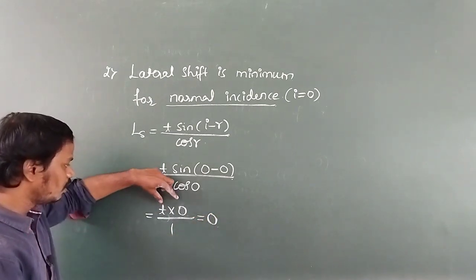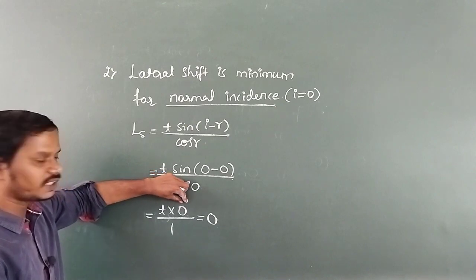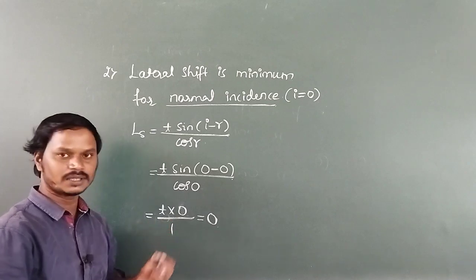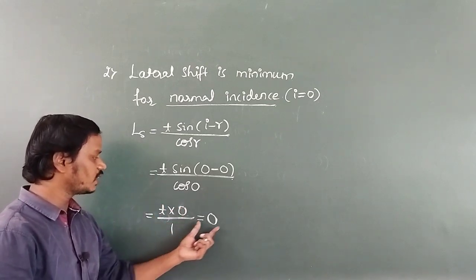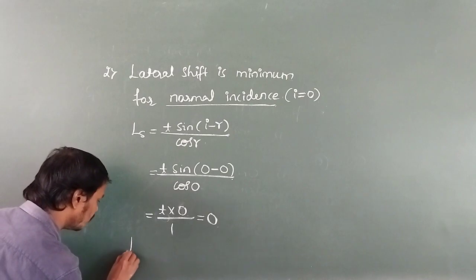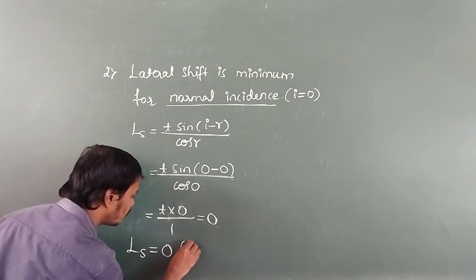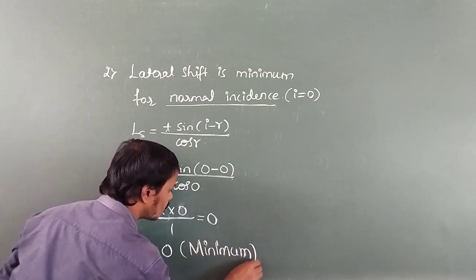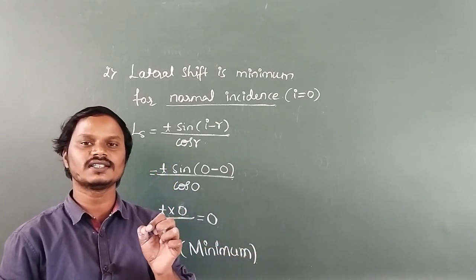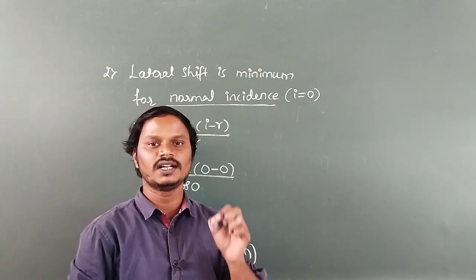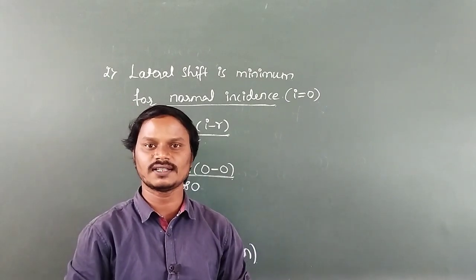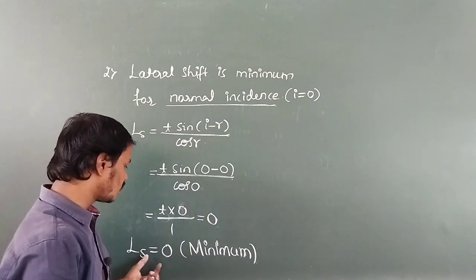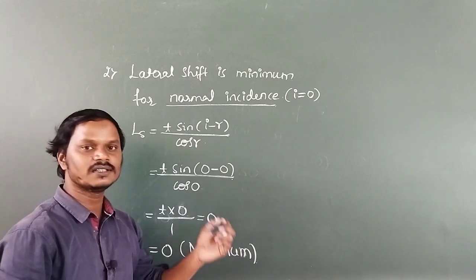Because see here, in the numerator 0 is there. T into 0 gives 0. Then divided by non-zero. 1 is a non-zero number. 0 by non-zero again gives 0. Then lateral shift is 0. If lateral shift is 0, then it is called minimum. So see here once again, if the angle of incidence is 90 degree, the lateral shift is maximum, and that lateral shift is equal to the thickness of the glass slab. And if the angle of incidence is 0, then the lateral shift is also 0. Hence the lateral shift is minimum.